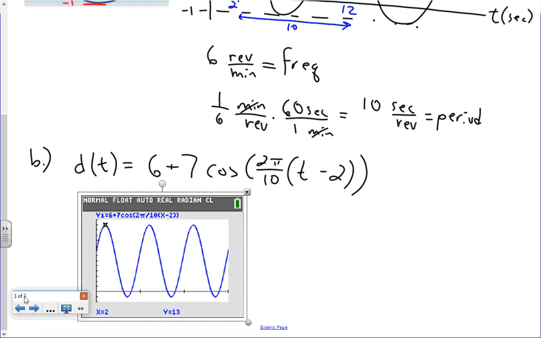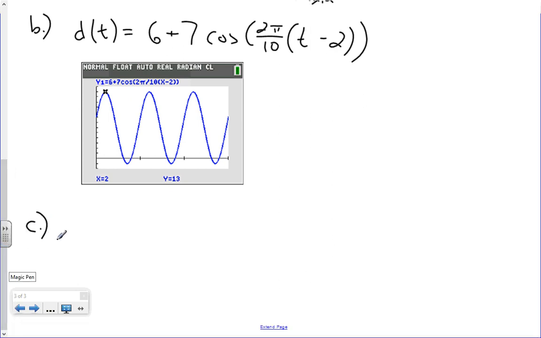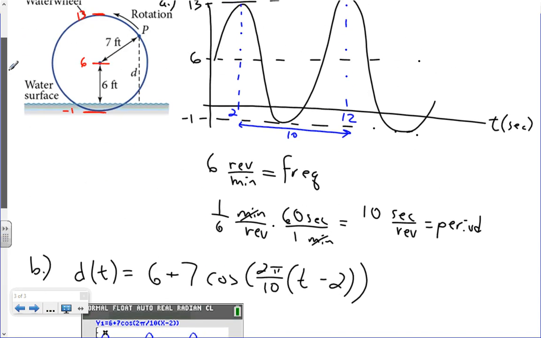Part C says, how high above or below the water's surface will point P be at the time T equals 17.5 seconds? Okay, well, we can determine that. We have an equation now, so we're all set for that, actually. Part C, they're just asking us to evaluate function D at 17.5 seconds and find out what you end up with. Where are we at 17.5? We can probably look at our sketch here. Yeah, actually we can.